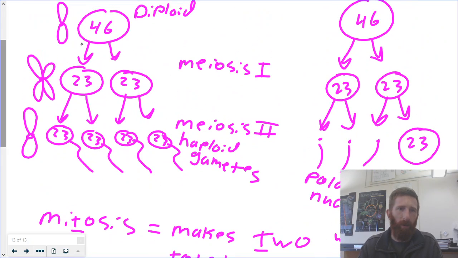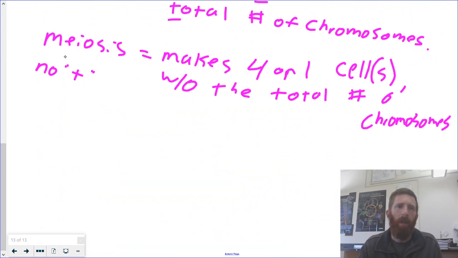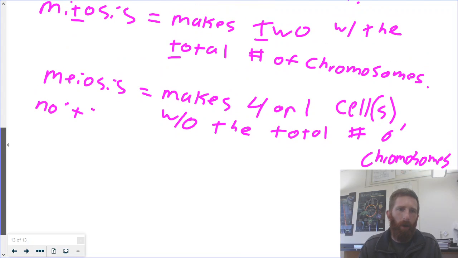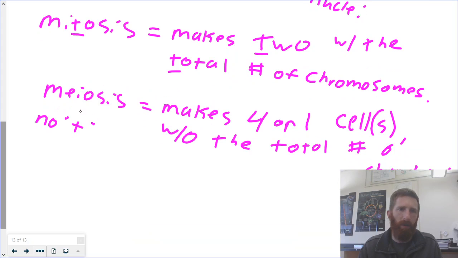Remember, we started with 46, or in the coloring example, we started with 4 chromosomes. And then we end in actual humans with 23 chromosomes, or with the coloring example, we end with 2 chromosomes. So it doesn't end with the total number of chromosomes because there's no T. So mitosis, T, 2 total. Meiosis, there's no T, so it's not 2, it's either 4 or 1. And it's not total, it's half the number of chromosomes.